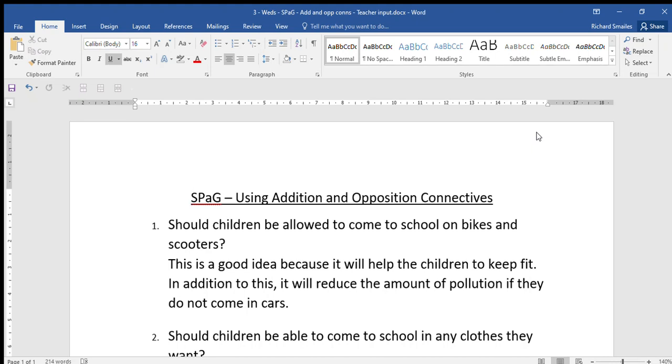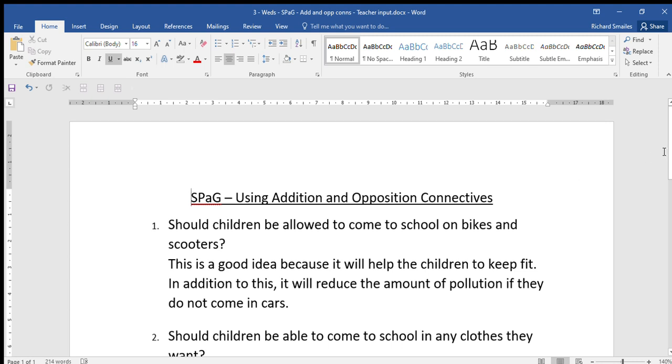Right, this is a lesson on using addition and opposition connectives. We've already mentioned a couple of days ago that we can use addition connectives when we want to join two sentences together, if those two sentences are basically agreeing with each other, if they're both saying the same thing. We use an opposition connective if the second sentence disagrees with the first sentence, if they're saying different things.